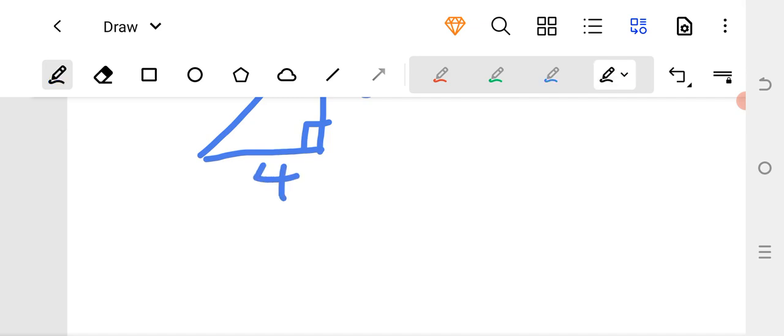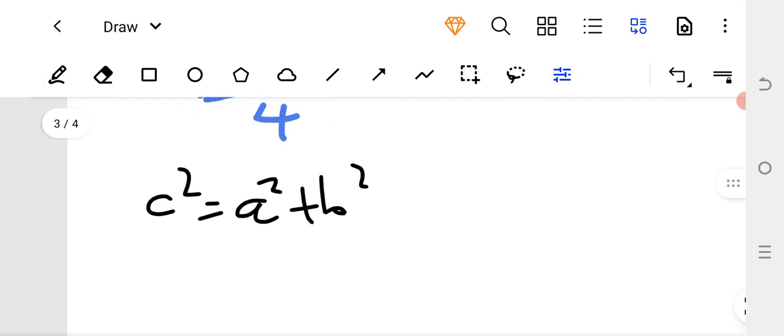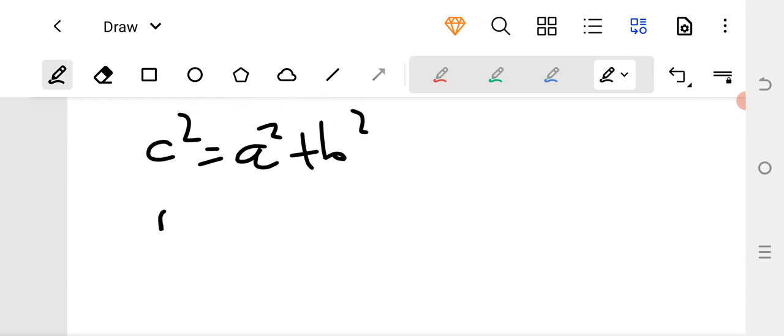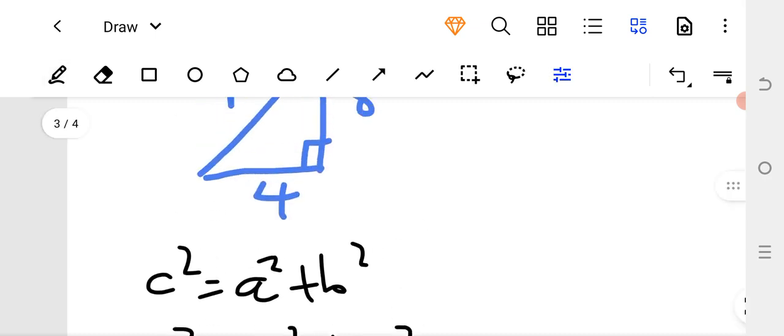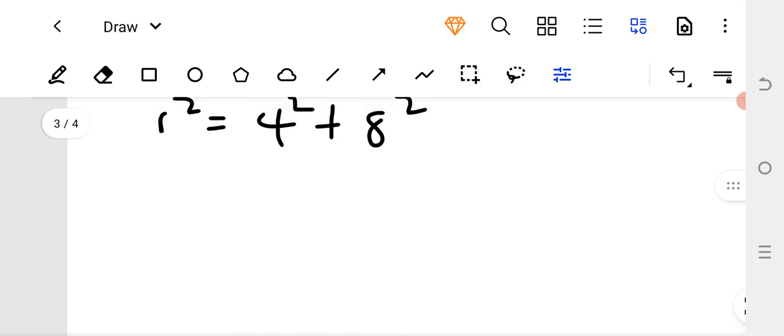Therefore, we'll just use the Pythagoras theorem. C squared is equal to A squared plus B squared. C squared, in this case, is R squared, which is equal to A squared, 4 squared, plus the other one, which is 8 squared. We can confirm we have a 4 there, and then we have an 8 there.